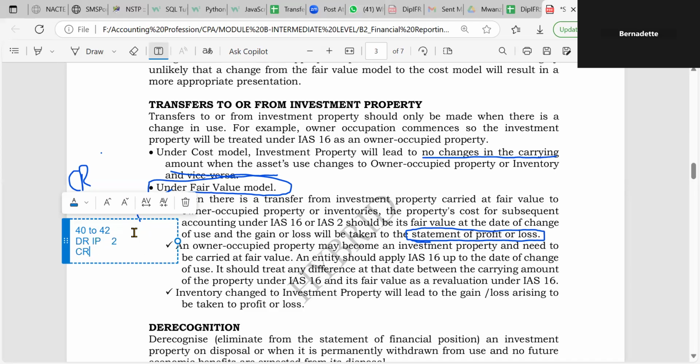And the corresponding side should be the gain, because it is increasing. Gain, which we said goes to profit or loss for investment property, right? Gain of 2. After getting this, you say, okay, it's 2.